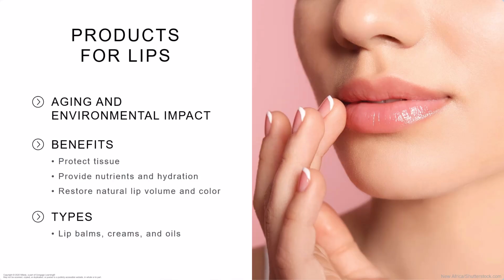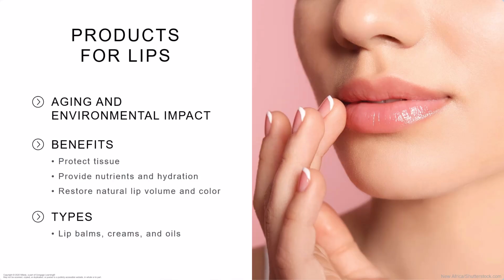Aging and environmental impacts can cause lines to form around the vermilion border, which is just right around the lips, and lips can easily lose moisture and volume, becoming more dry, chapped, and cracked. So that is when products for the lips are beneficial, so they can protect delicate tissue, provide a more youthful appearance, and prevent early signs of aging. They provide nutrients and hydration to protect from moisture loss and improve dry, chapped lips. They also restore the natural lip volume and color and soften the lines around the vermilion border.